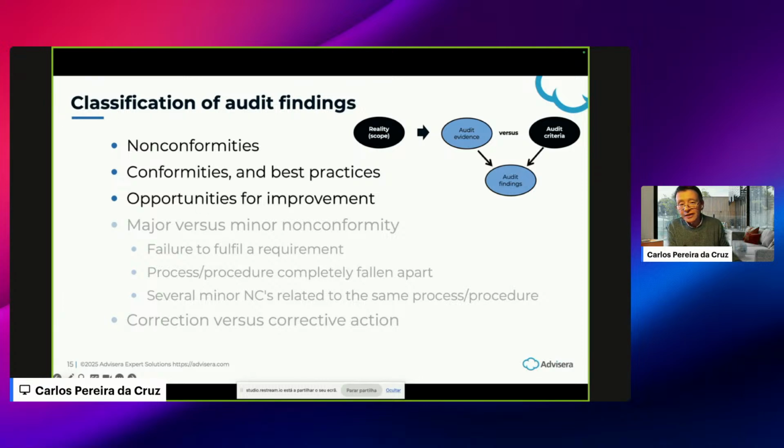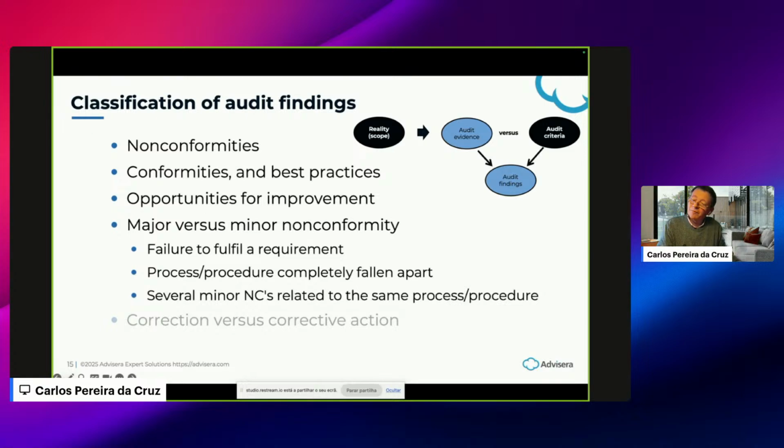Some organizations classify non-conformities as major or minor. A major non-conformity is the failure to fulfill a requirement. Okay. Oh, you don't evaluate the effectiveness of actions to improve competence. Oh, it's not. We don't do that. It's not in our system. Or yes, it's in our system, but most of the time we don't do it. Okay. Process or procedure completely fallen apart, or several minor non-conformities related to the same process or procedure. Okay.